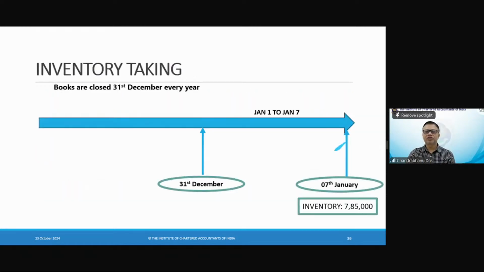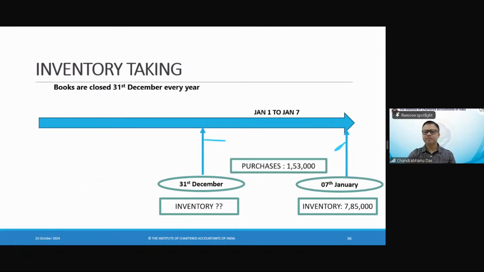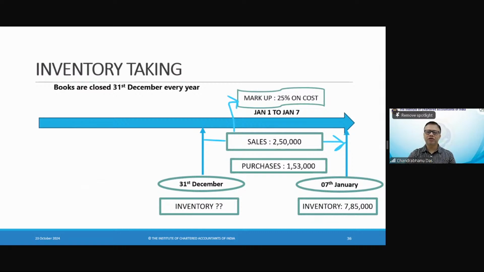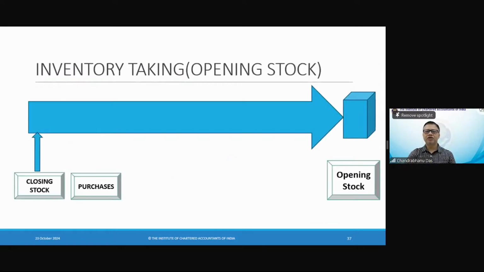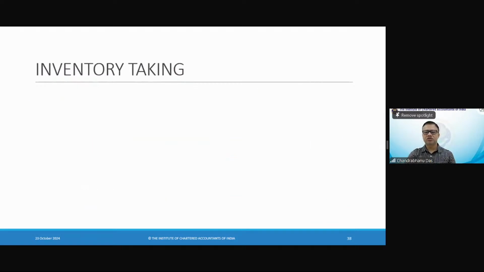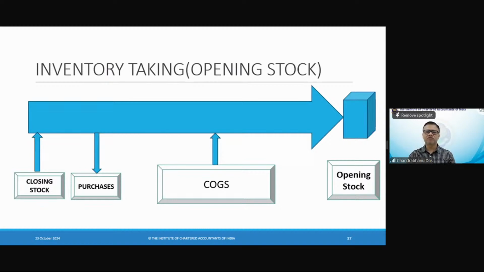When you have information, normally in all the problems you see, the information is given for one day, and you have to find the inventory on another date. So you have purchases, you have sales. Normally a markup or profit margin is given. To go from the closing stock to the opening stock, you add the closing stock, deduct the purchases, and add the cost of goods sold.